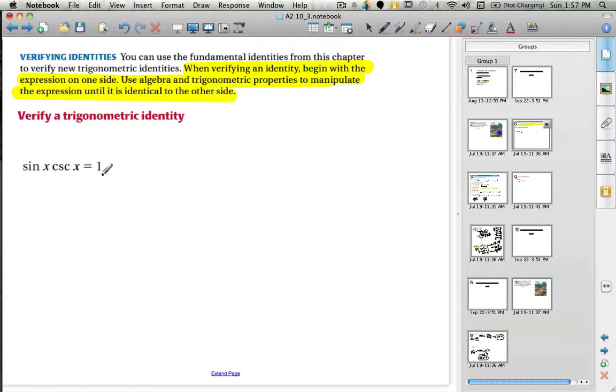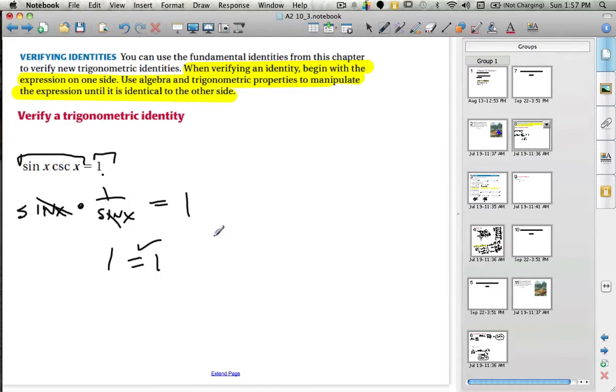The point is, I need to make this side of the equation become this. So I need to make it 1. And in this case, it's not that hard. I know that sine of x can be multiplied by cosecant of x, which is 1 over sine. And sine times its inverse is equal to 1. And now I've verified my identity.